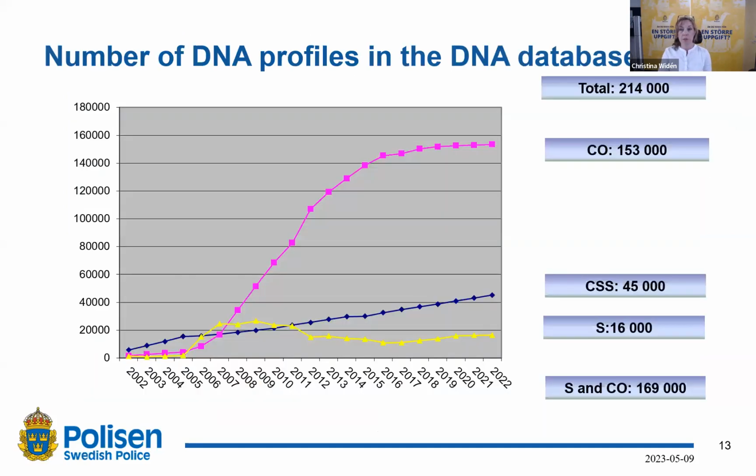And the number of DNA profiles in our database in Sweden: we have a total of 214,000 profiles. We have about 153,000 convicted offender profiles, about 16,000 suspect profiles, and 45,000 profiles from crime stains. In Sweden, when a crime scene profile is entered and it matches a person, suspect or convicted offender, then we have to delete the DNA profile from the crime scene. So these crime scene samples are samples that have not yet matched a person. So in total we have nearly 170,000 profiles from suspects and convicted offenders.